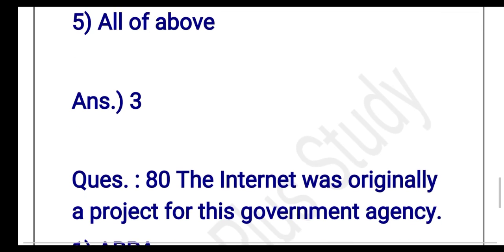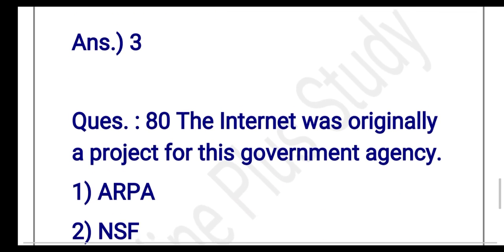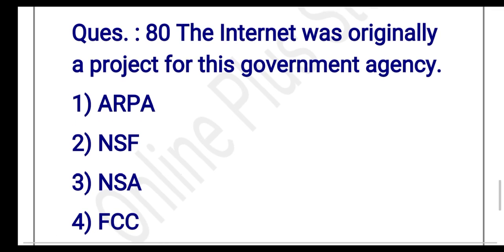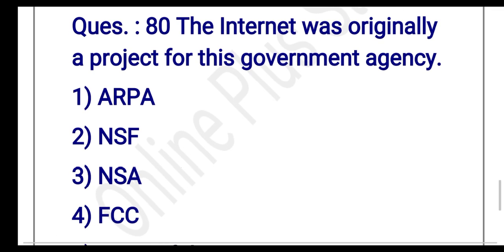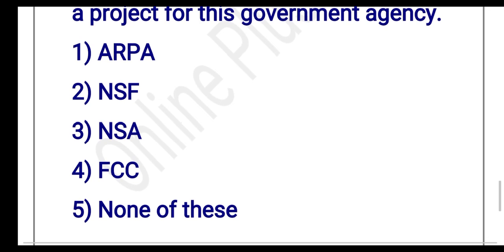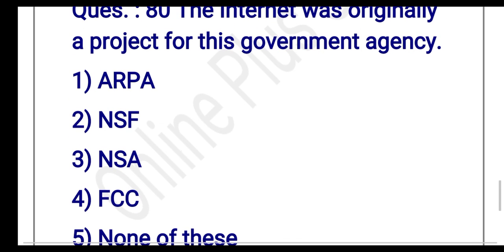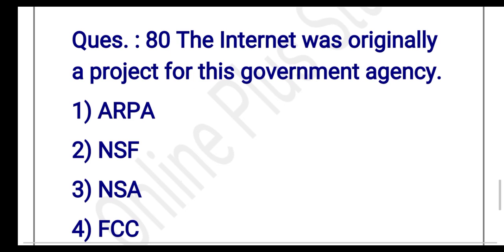Today's last question is question number 80: the internet was originally a project of this government agency. Options are ARPA, NSF, NSA, FCC, and none of these. So what is its answer? Please comment as early as possible. Its answer is ARPA.